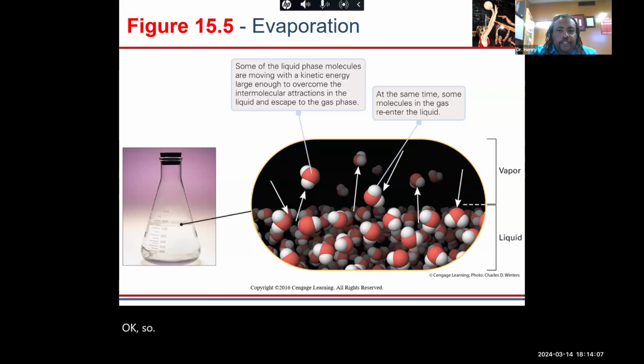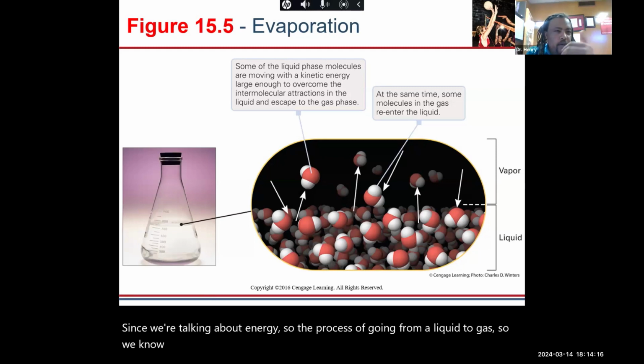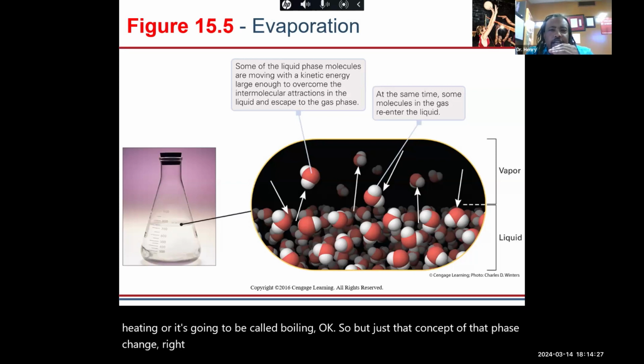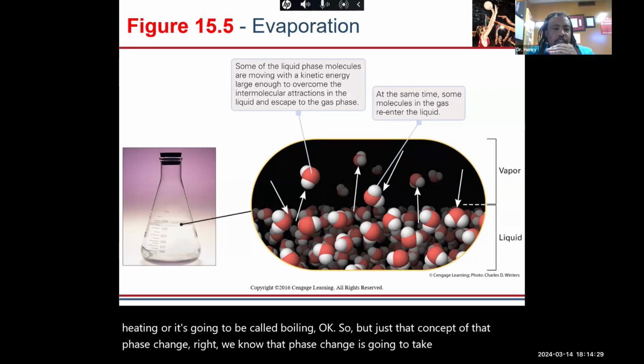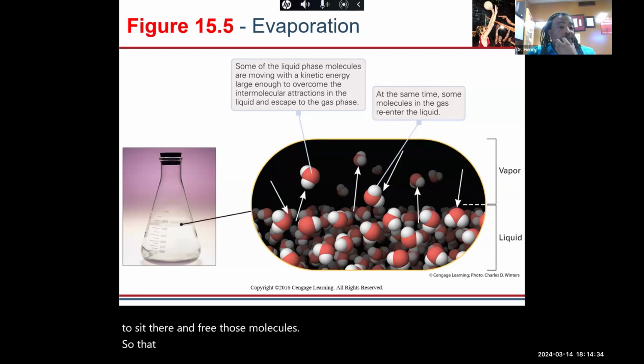Since we're talking about energy, the process of going from a liquid to a gas is going to be called evaporation, or heating, or boiling. But just that concept of that phase change, we know that it's going to take energy. It takes energy to free those molecules so that they'll be able to go into the vapor state. Now, if we take a look at our image here, this is representing that vapor state.